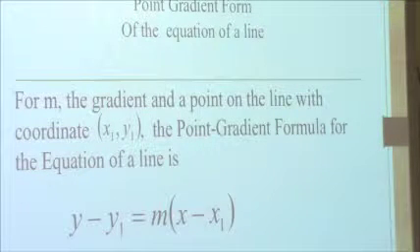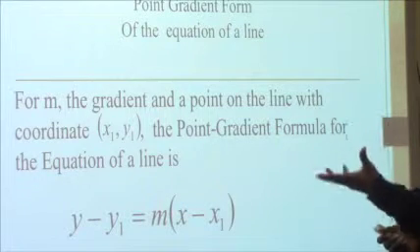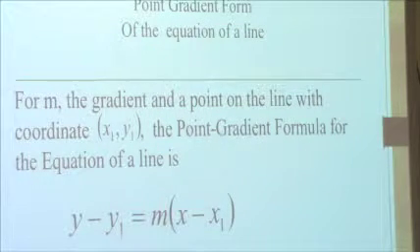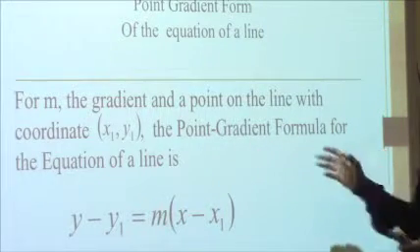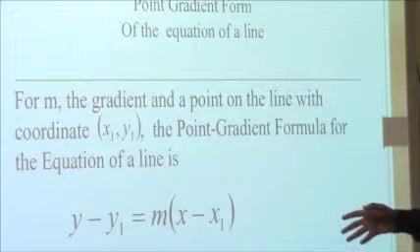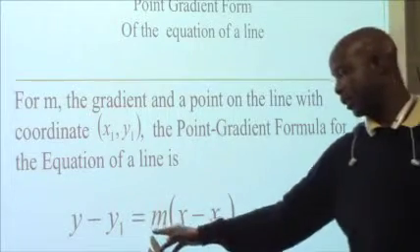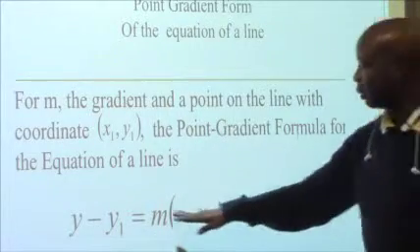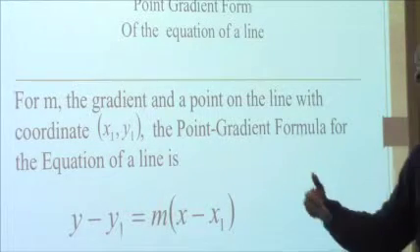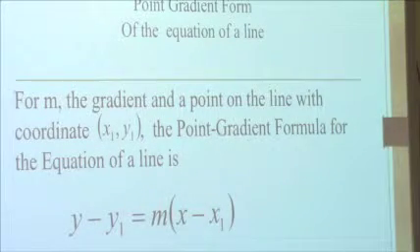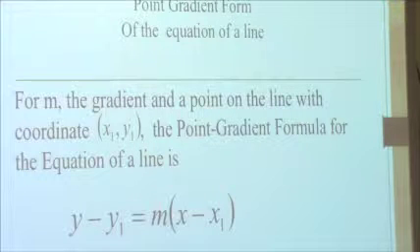And then we have the point gradient form of the equation of the line. Say, for M, the gradient, and the point on the line which has a coordinate x1, y1, the point gradient formula would be this. Why do we call it the point gradient formula? Because we have the gradient here, which is M, and the coordinate of x1, y1 will give us the point. So that's what we call it, point gradient formula. So we basically have two formulas for now. We have the gradient intercept formula, and then we have also the point gradient formula.